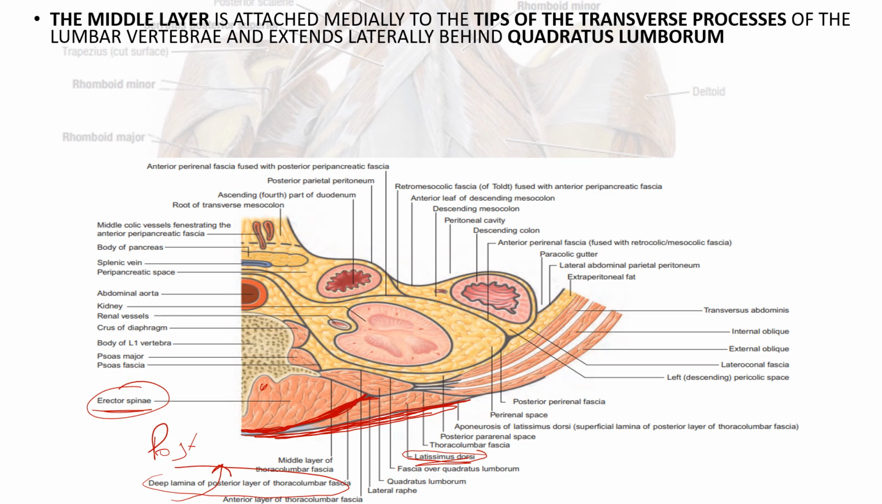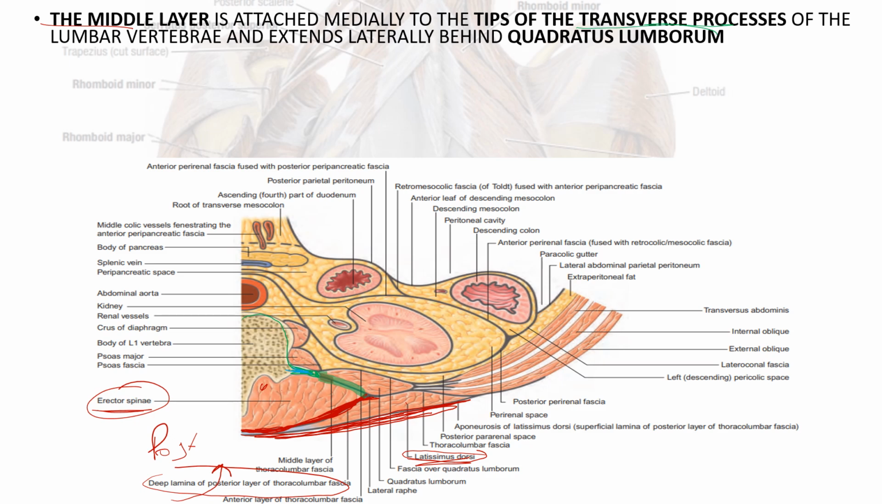Clear? Now the middle layer. The middle layer is the second layer. Now look at the green color. Middle layer is this layer. Now we will talk about it. So the middle layer is attached medially to the tip of the transverse processes. So this is the vertebra, this is its tip. The middle layer is attached to the tip of the transverse process.